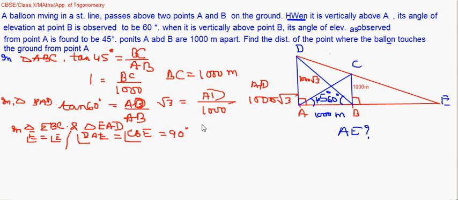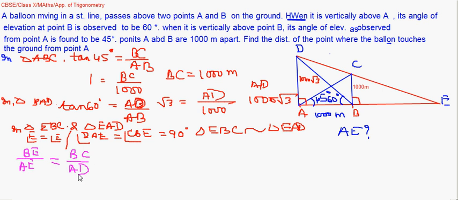So you write triangle EBC is similar to triangle EAD. Now once the similarity is proved, we can use that the corresponding sides are proportional. I'm using another color here just so that it comes out very clearly. So BE and the corresponding AE should be equal to BC by AD.